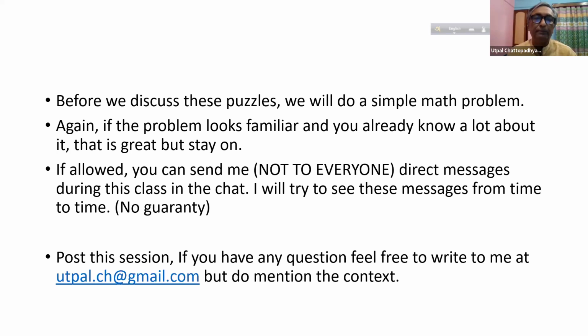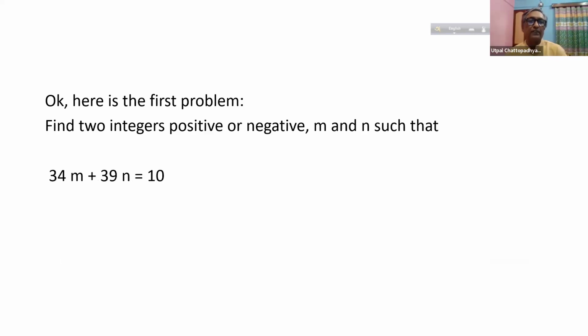Okay, so we'll start with the puzzle. So here's the first problem, right? You'll have about 30 seconds. You're given two integers, 34 and 39. You are being invited to find two more integers m and n, so that if you multiply 34 with m and multiply 39 with n, you will end up with 10. So I don't think we need more than 30 seconds.